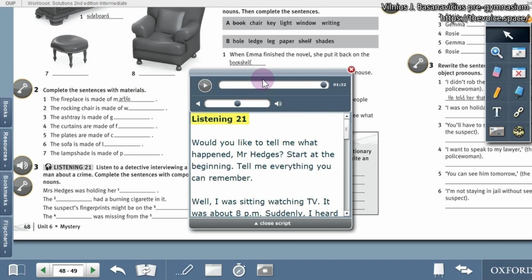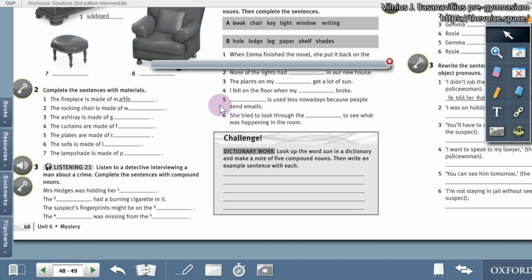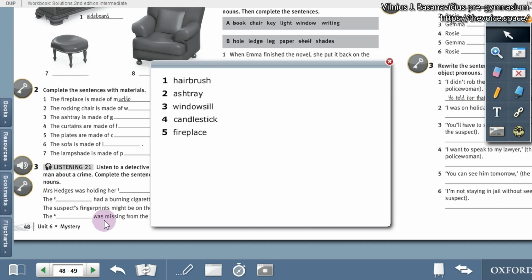Please listen to the story at least twice and do exercise number 3. So the answers to exercise number 3 are these: hairbrush, ashtray, windowsill, candlestick, and fireplace.